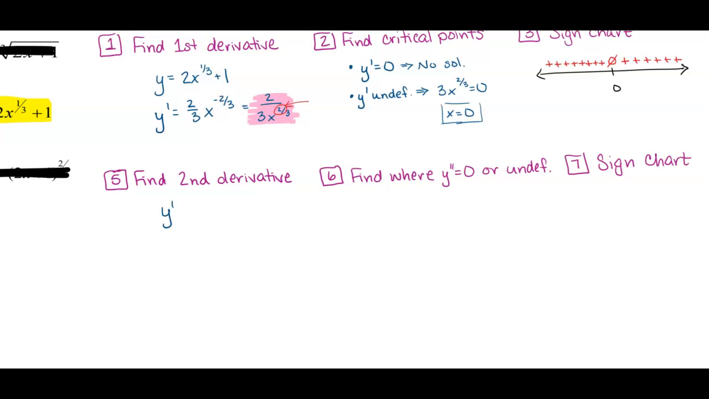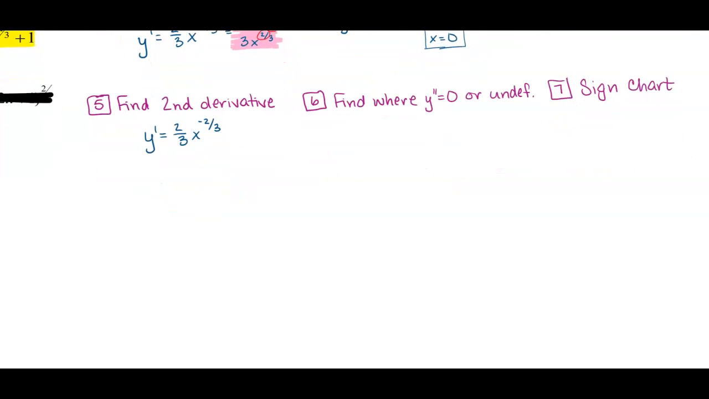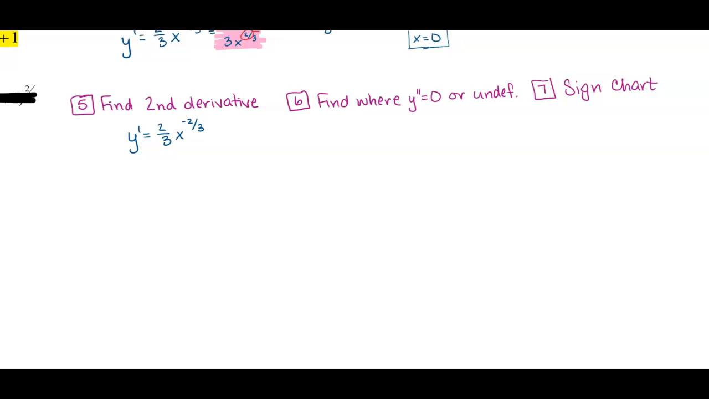Now, to find my second derivative, I'm going to use this version of the first derivative that has a negative exponent on the top instead of having a denominator. So going back to this, and take the derivative of that to find the second derivative. So I'm going to have 2/3 times negative 2/3 x to the negative 5/3. So this is going to give me a negative 4 on the top. It's going to give me 9x to the 5/3 on the bottom.